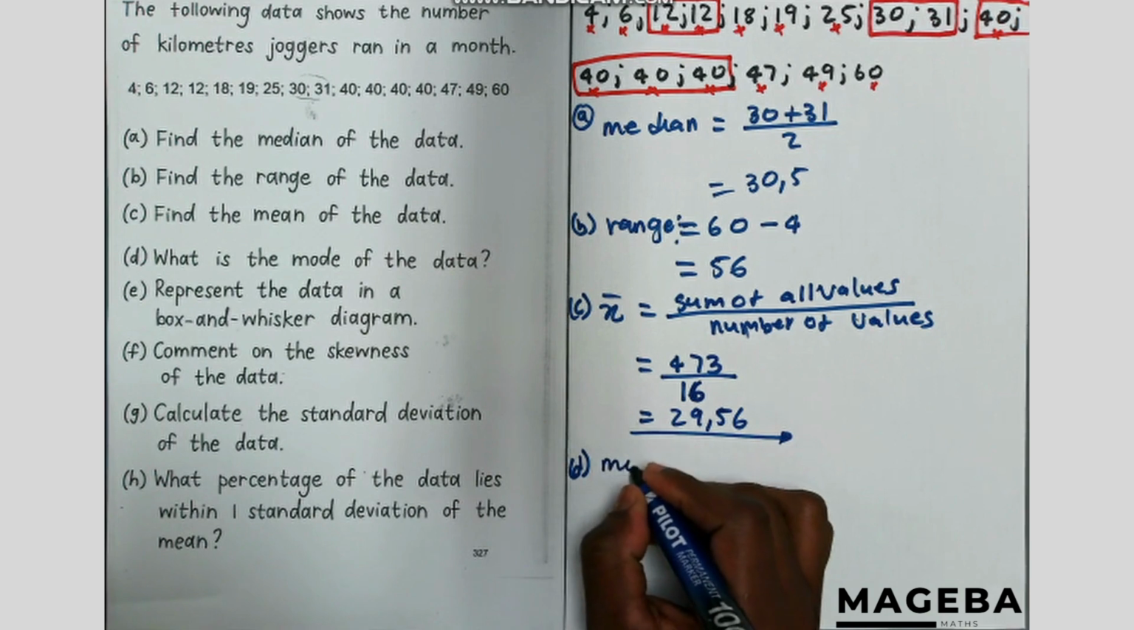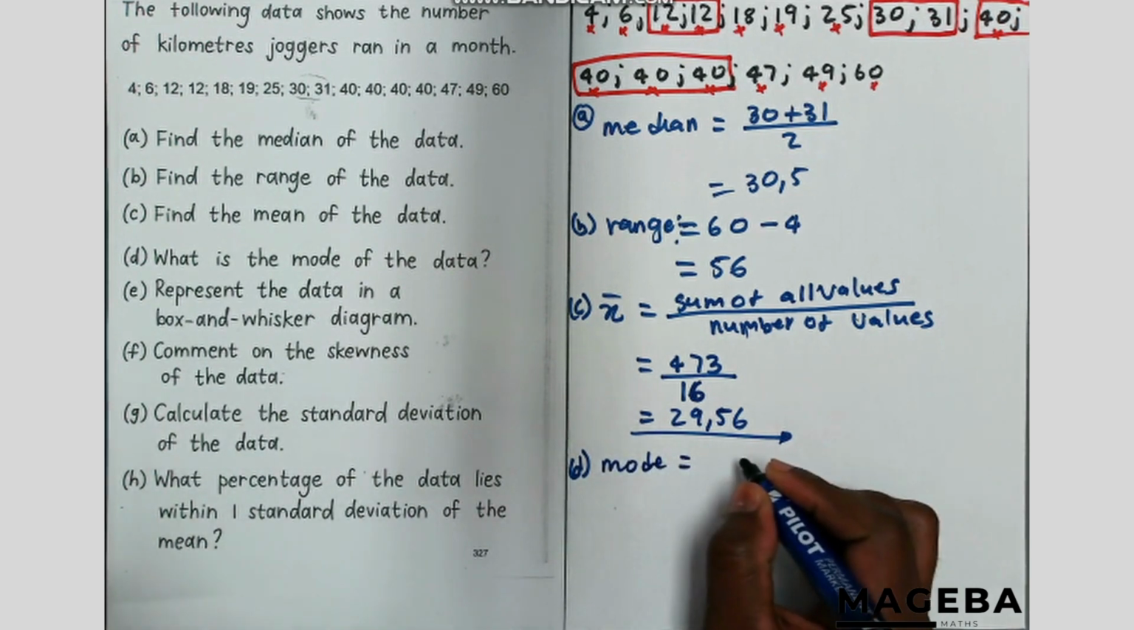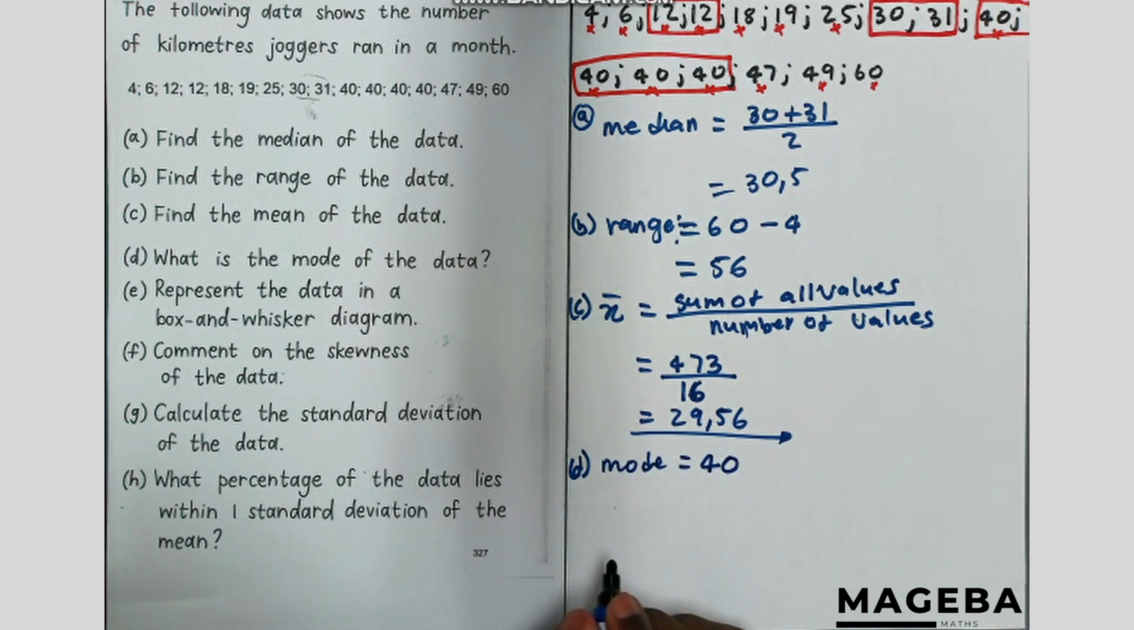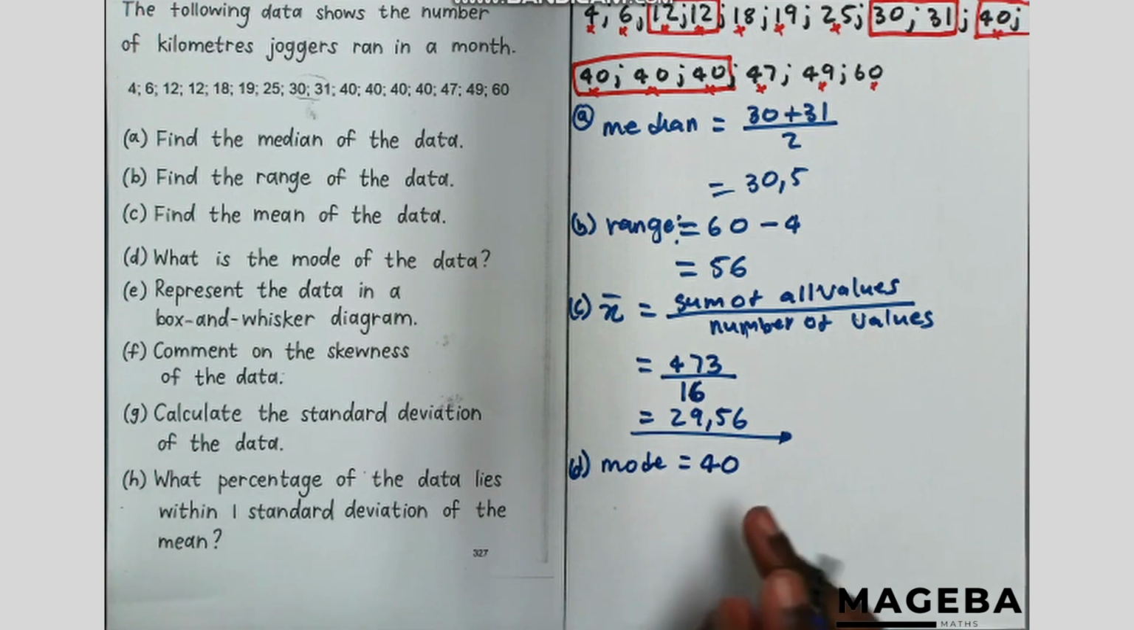So my mode is going to be what? It's going to be 40. I hope you understand. Now they say represent the data in a box and whisker diagram. So now I'm just going to draw my number line here in a scale. Just going to come back now.